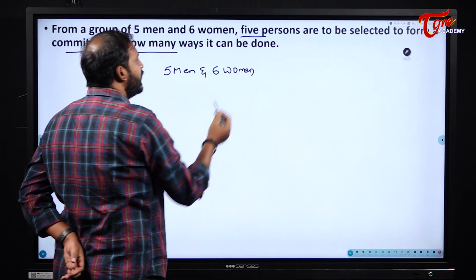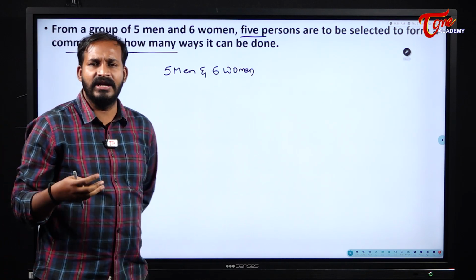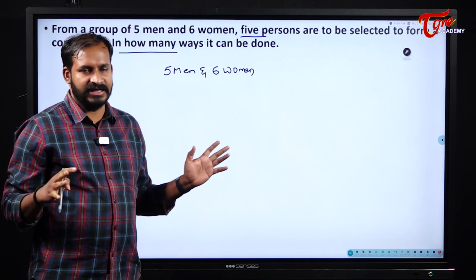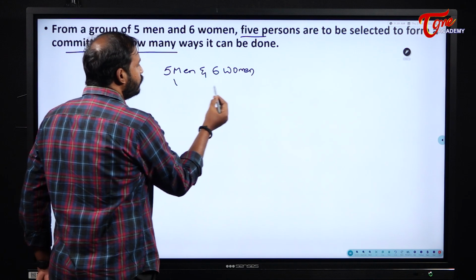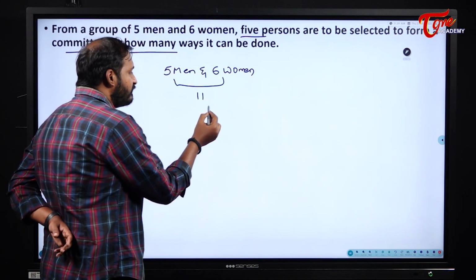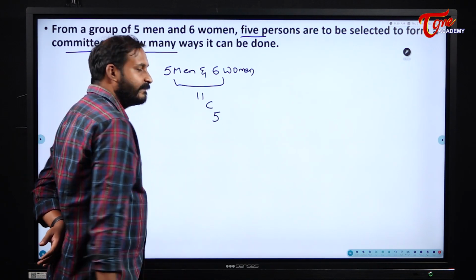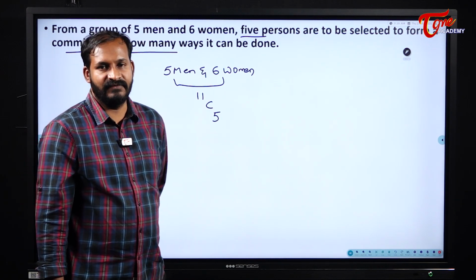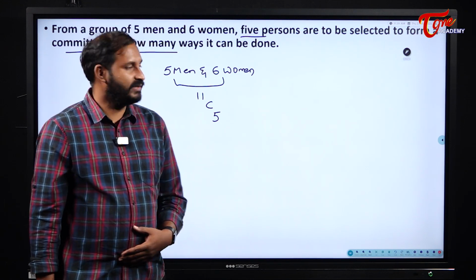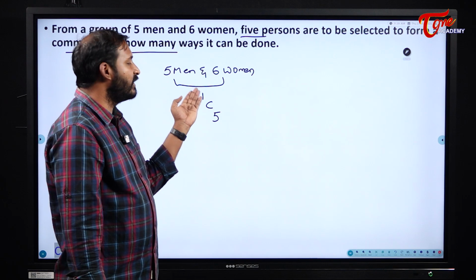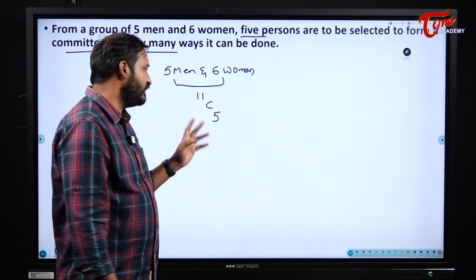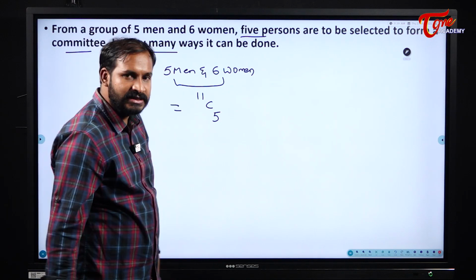Committee of 5 persons. Did they mention how many men or how many women should be in that committee? No. They didn't mention any special case here. In that case, from the total, how many people do I have here? 11 persons. From the 11 persons, I need to pick just 5 persons. So, 11C5. Why? Because from 11 people there is no condition here. I need to pick 5 people. So the answer will be 11C5.